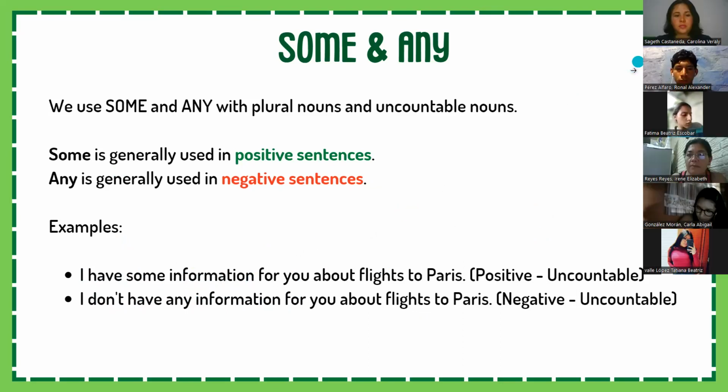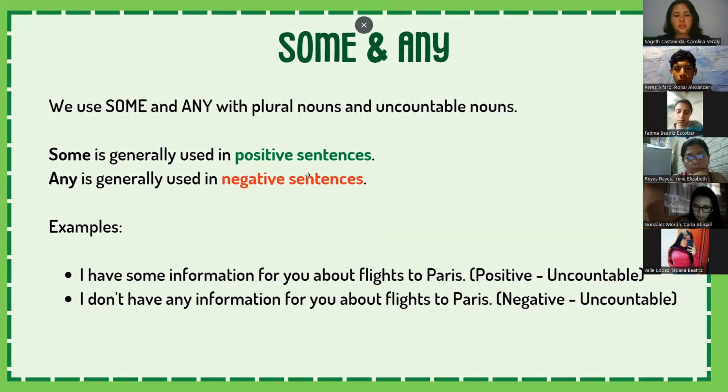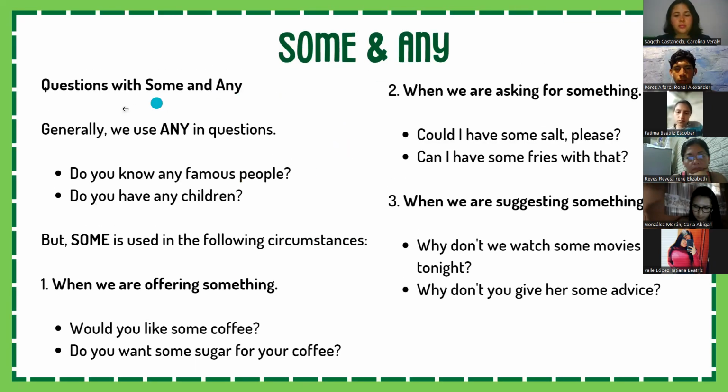I didn't see any dogs outside. Así vamos a utilizar some with positives and any with negatives y con questions. Eso es como general information. Let's take a look to more examples. Ahora vamos a ver las preguntas con questions.